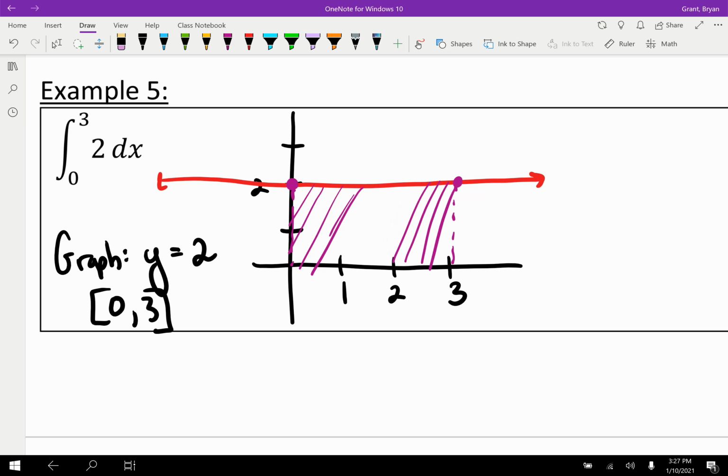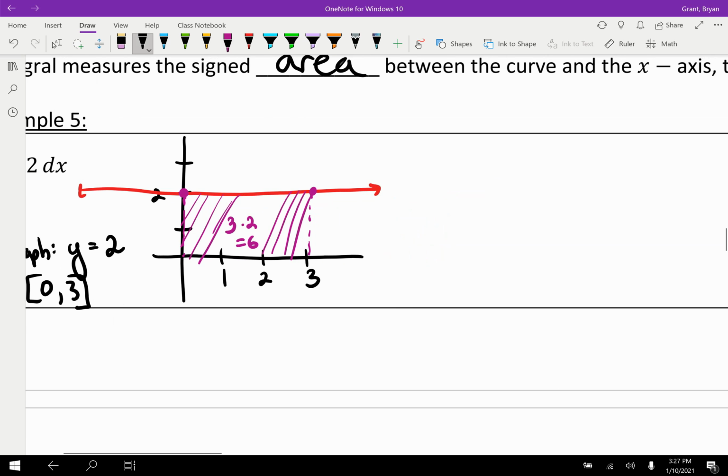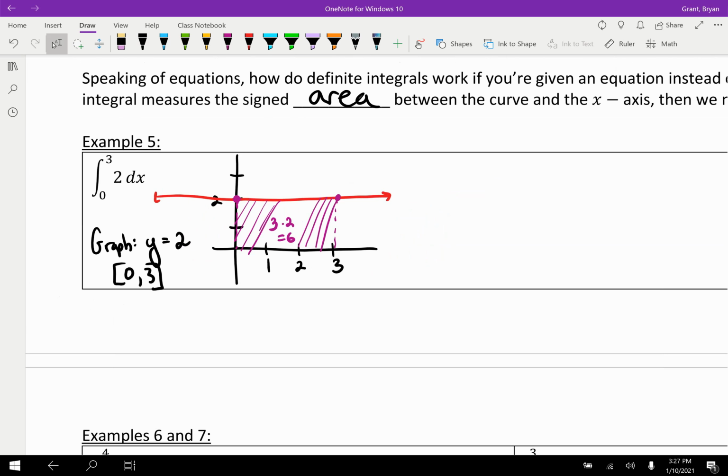This area, or this shape rather, is a rectangle, and to find the area of a rectangle, we just need to do the base. That looks like 3 times the height. That looks like 2, and I think that's going to give us 6. So our final answer, I'll write off on the left, is the integral from 0 to 3 of 2 dx is 3 times 2, which is 6.